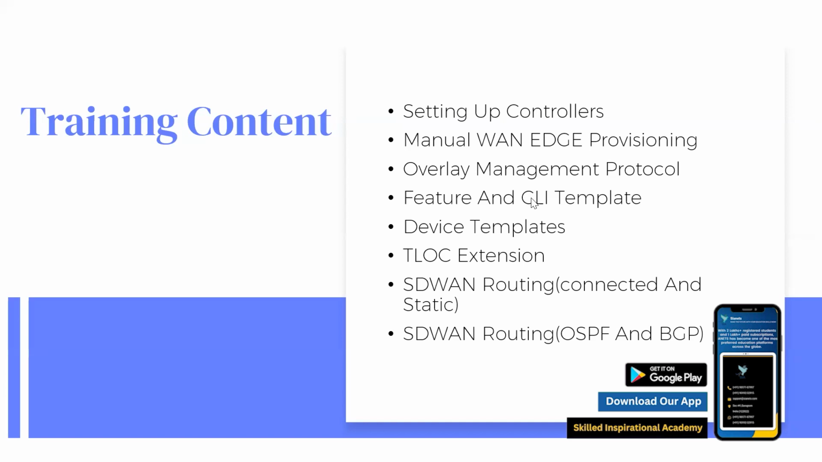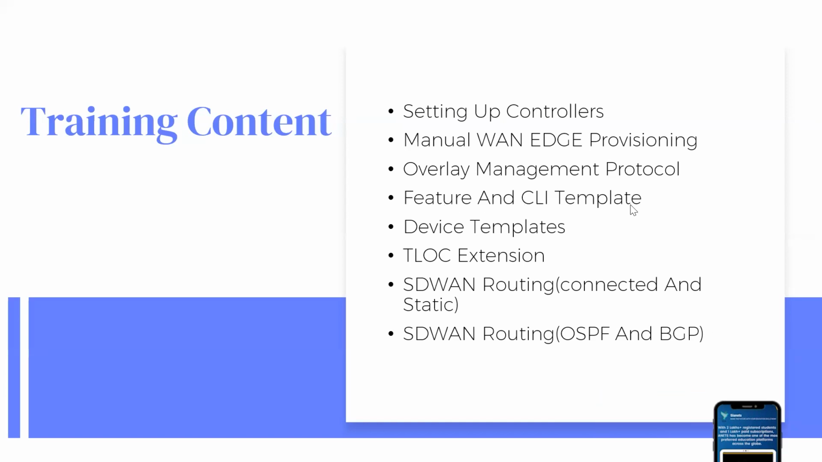Okay, feature and CLI templates. We have covered that we are configuring everything in a centralized manner. So we can create a template and reuse it each and every time if we want to. For example, if there are identical configurations on particular routers, we can make use of the templates. And they come in two flavors.